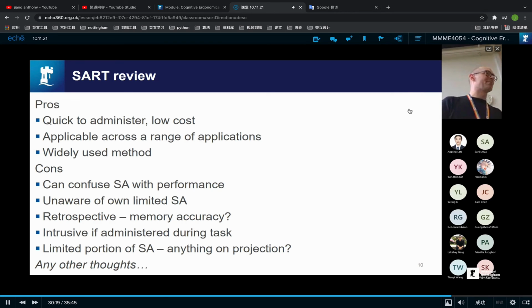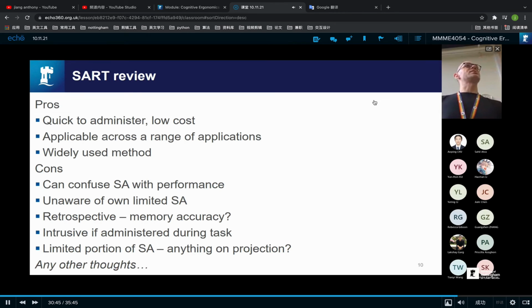And you can reference the paper where this questionnaire came from. So the SART is also applicable across a range of applications. That's a good point that I failed to mention about the SAGAT. SAGAT was originally from aerospace, so pilots. So you need to check if it's applicable, if it's generalizable to your own domain. And SART is a widely used method as well.